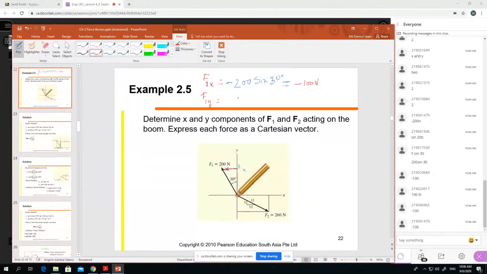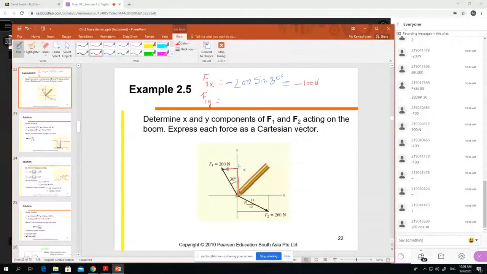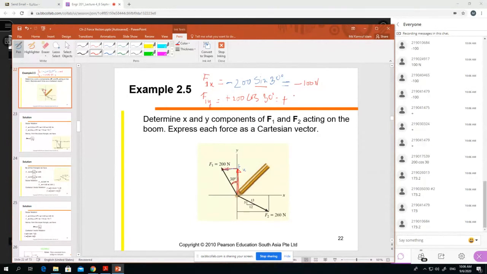Now F1y will be how much? Plus or minus? Plus, because it is working in the upward direction. Plus 200. Previously it was sine, so automatically it will be cos. Why? The angle is aligned with the reference line. So cos 30 degrees. Now tell me how much the answer is. 173.2. Correct. So this is F1.